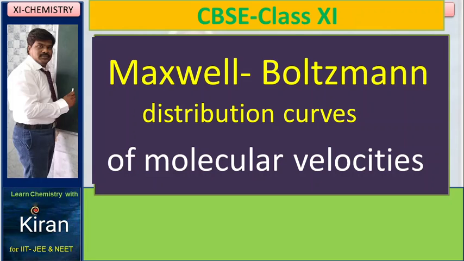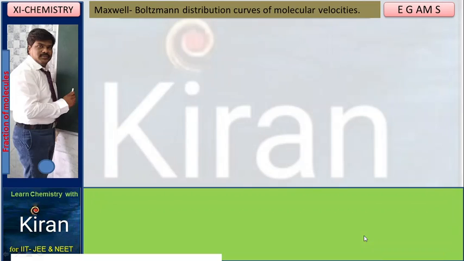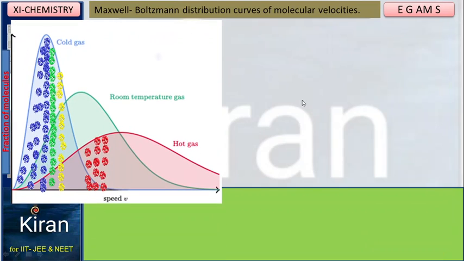Curves of molecular velocities, which comes under class 11 states of matter. Here is the graphical representation between the fraction of molecules with different speeds at a particular temperature. When you observe the Maxwell Boltzmann distribution graph, this graph explains the different types of molecular velocities: speed versus fraction of the molecules, number of the molecules versus speed.